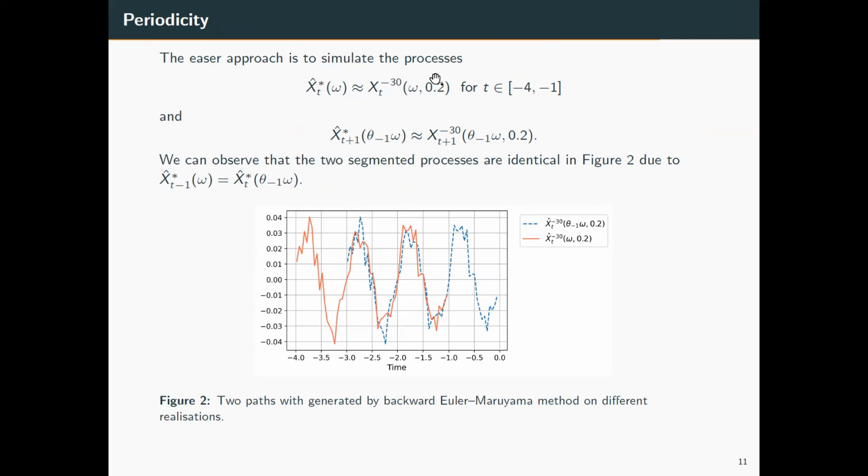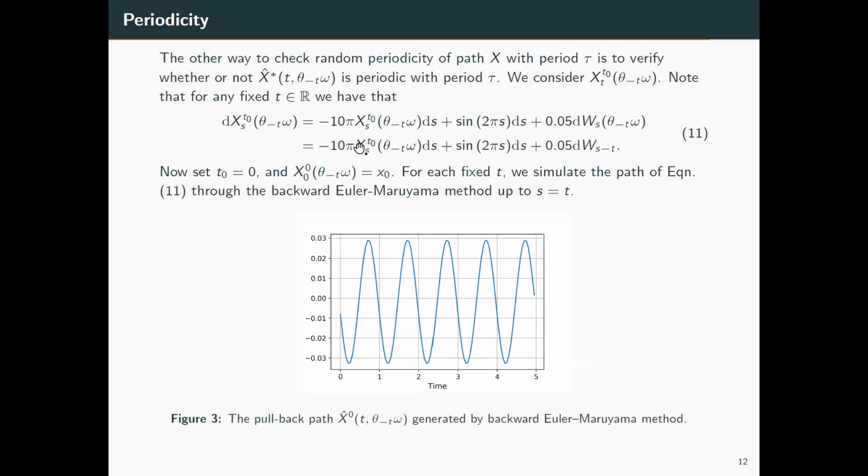And we can choose the approximation as a pullback from -30, and we choose t to be from -4 to -1. Then from the plot, you can see we have two segmented processes, which are identical but with a time lag of one. This time lag is our period. Another approach to show periodicity is to verify that the limiting path at time t with the realization shifted by θ_{-t} is periodic with period τ.